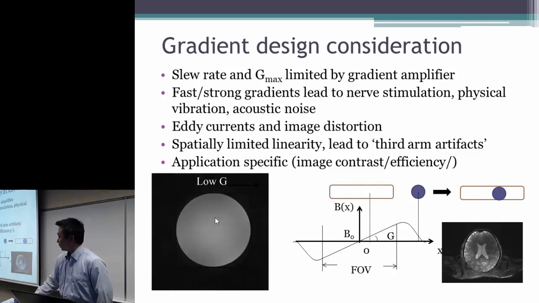So if we take this, for example, if we use a higher gradient, we can have a shorter readout, and then we can have a smaller distortion effect from the background gradient, as we discussed in the last section. But it will lead to a reduced SNR, right? Because we now require a higher bandwidth to collect the data. So it would depend on the image contrast and the specific purpose that we want to do.